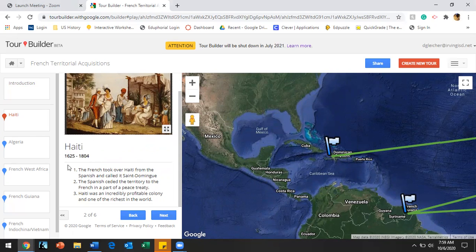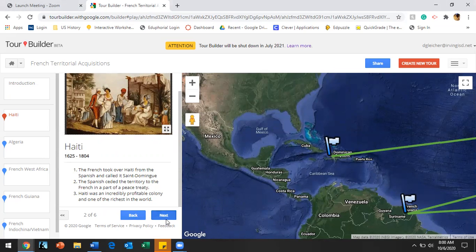Then I needed to answer the three questions. The first one is basically who did the US acquire the territory from? Well, the French acquired Haiti from the Spanish and they called it Saint Domingue. The second question is how did the US acquire the territory? Well, the French were able to get this in a treaty from the Spanish. They got this country in a treaty. And then three, why did the US acquire the territory? Well, the French acquired Haiti because it was one of the most profitable colonies in the world and it was very, very rich from all the sugar plantations.